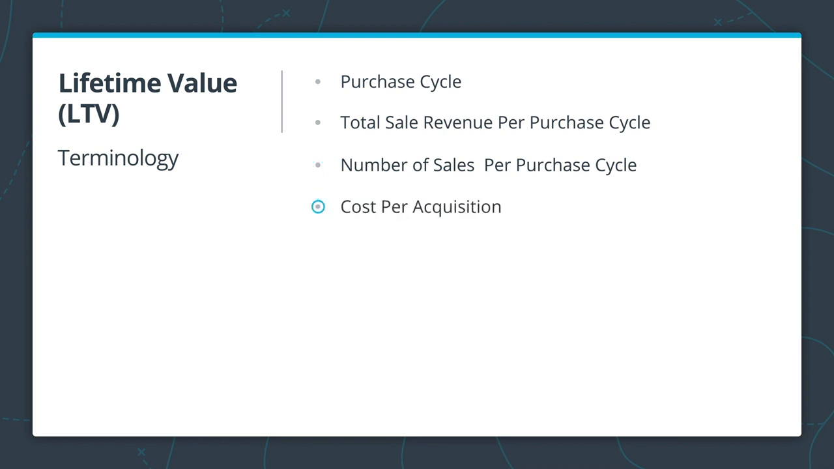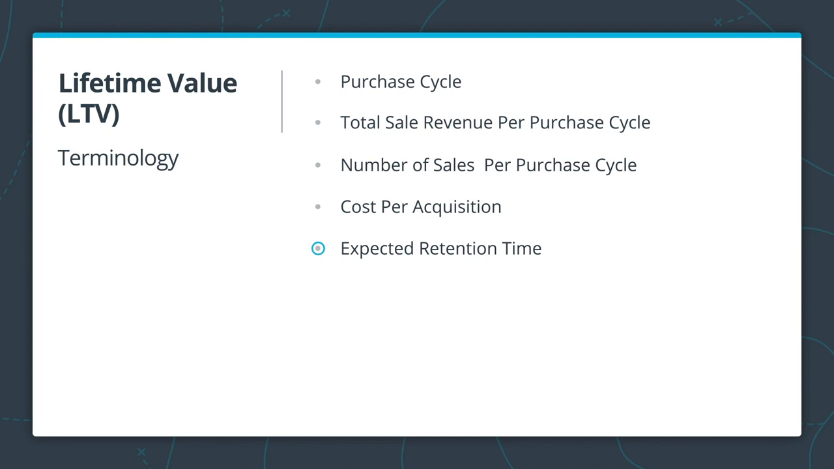Cost per acquisition. You've seen this before. It's the total cost of marketing and sales divided by the number of new leads. With me thus far? Feel free to pause the video or rewind, review, and think about what I've said thus far.